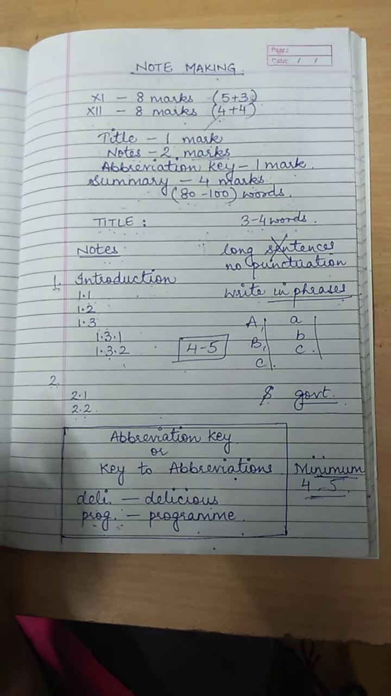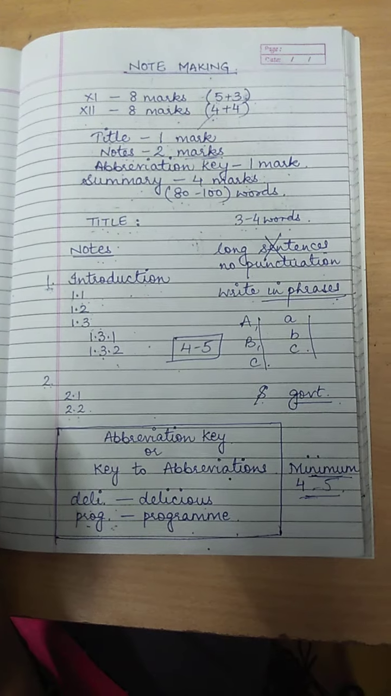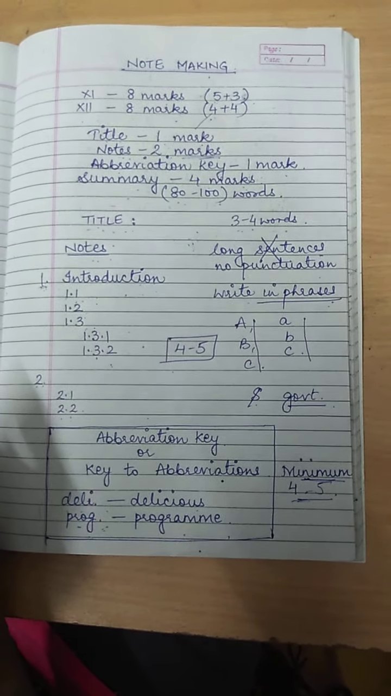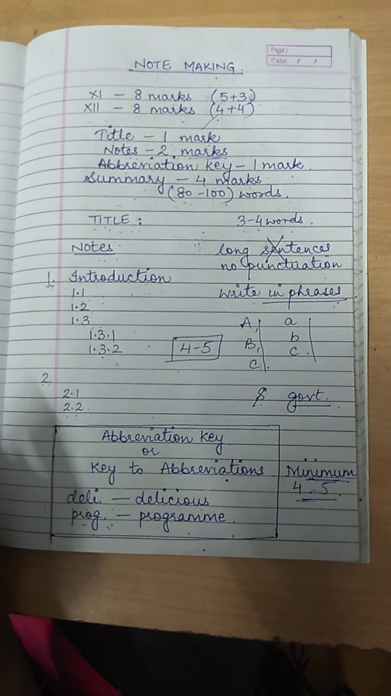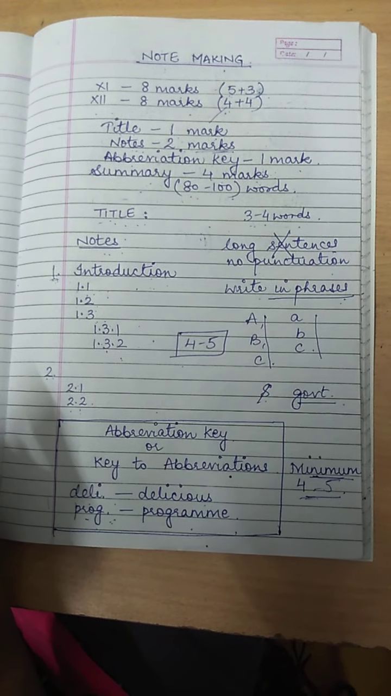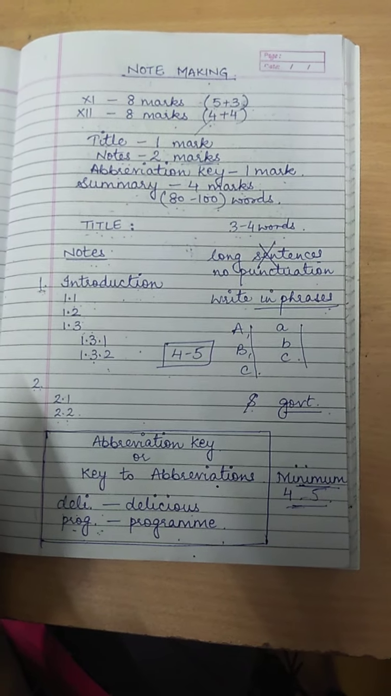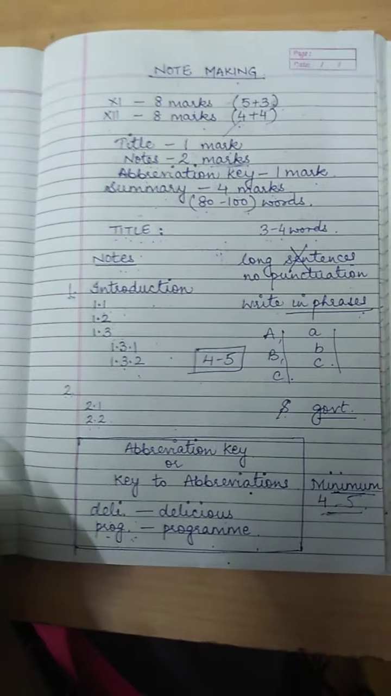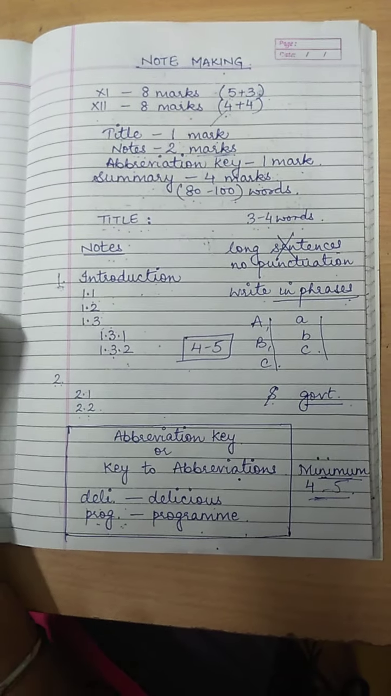Summary should be a short passage of 100 words and it should include all the main points, avoiding examples, and details should not be there. No references, only the main points which you have marked or written in the notes. I would like to show you one paragraph.